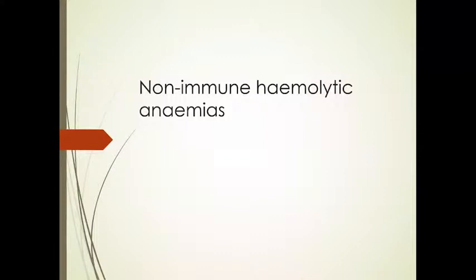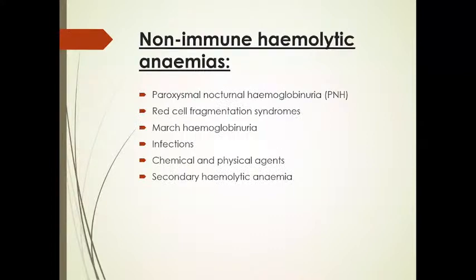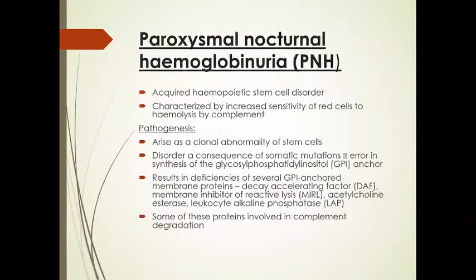So the non-immune hemolytic anemias are vast and varied. But don't worry, we're almost done. There's paroxysmal nocturnal hemoglobinuria, red cell fragmentation syndromes, march hemoglobinuria, infections, chemical and physical agents, and secondary hemolysis. For PNH, for some reason, students usually like this, but I think I've seen like 3 patients in 10 years. But it's good to look at it as a pattern.